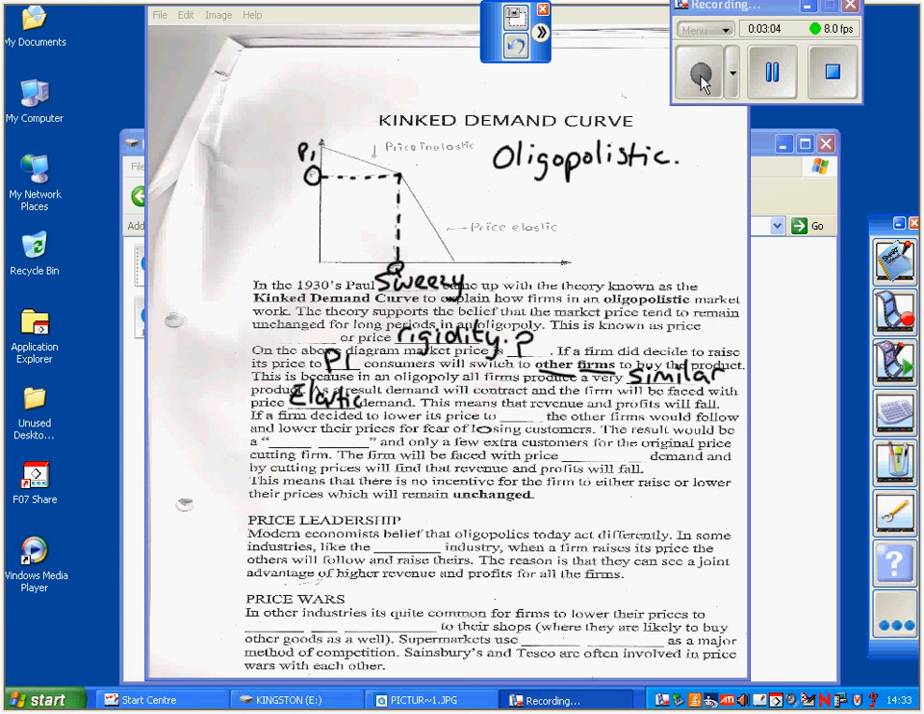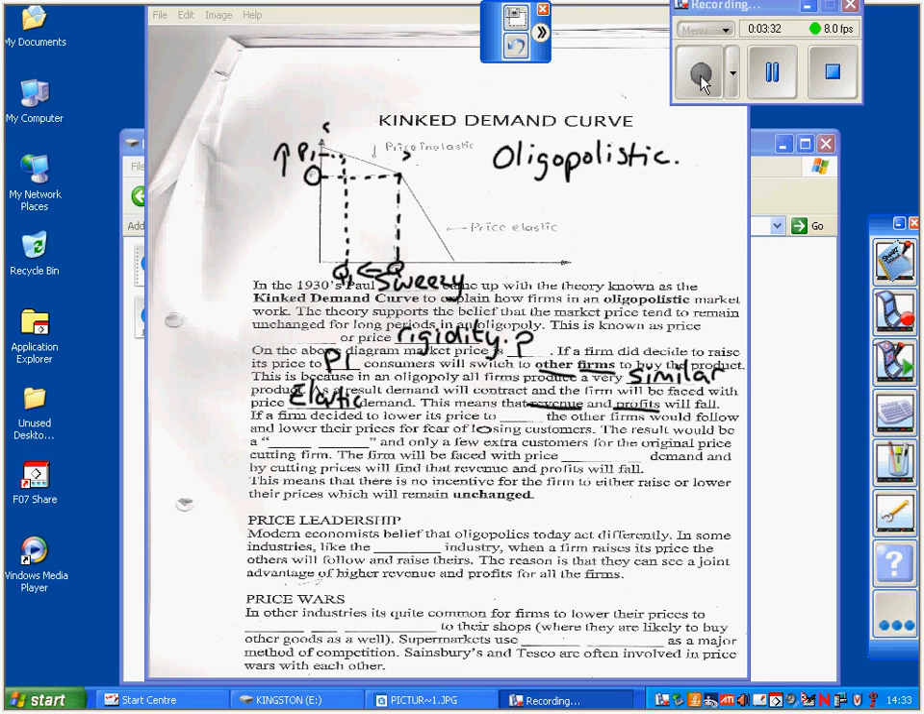So as we can see on the diagram, price goes up to P1, and this bit is an elastic demand curve above P, and when we raise it to P1, there is a large, proportionally greater decrease in the quantity demanded. So there's no real incentive for one oligopolist to do that. And this would mean that revenue and profits will fall.